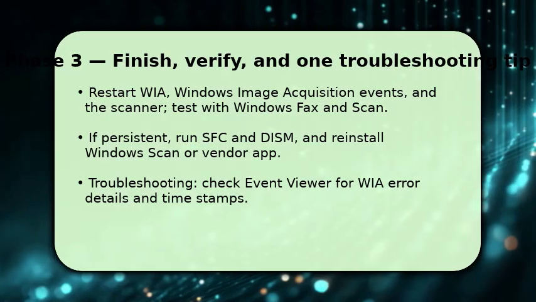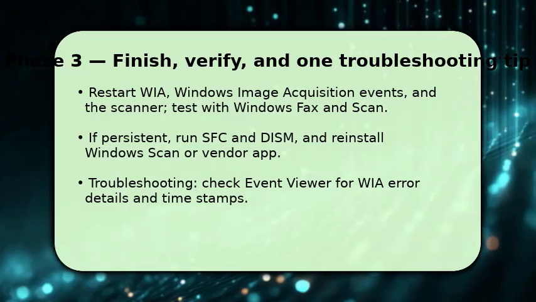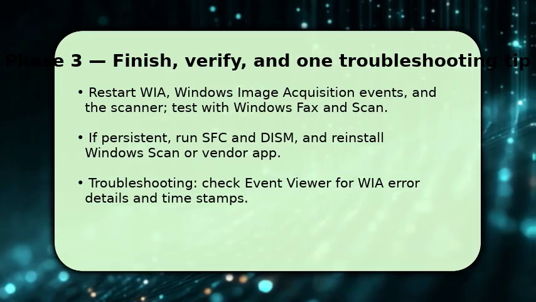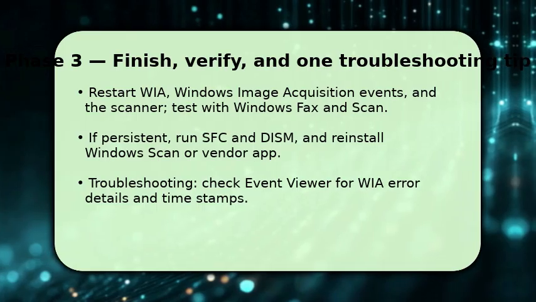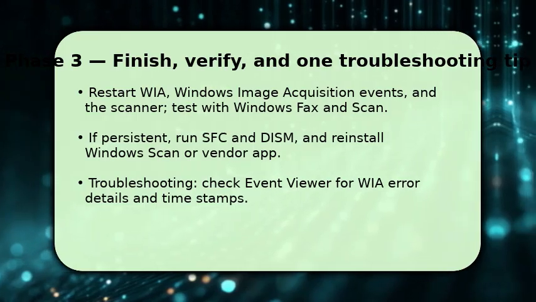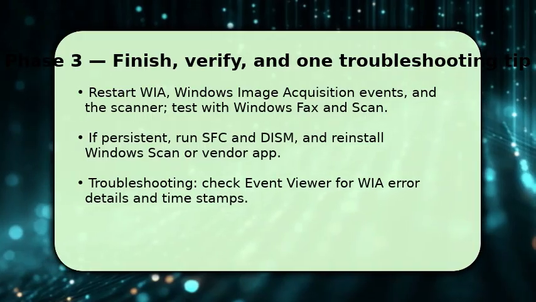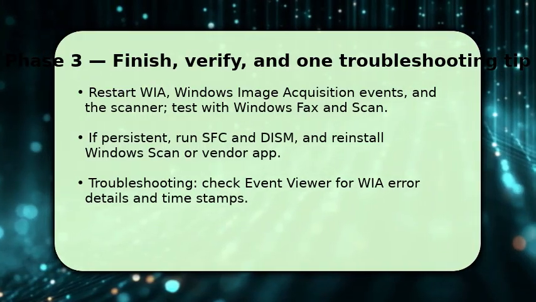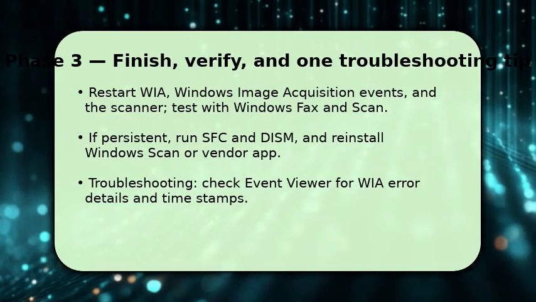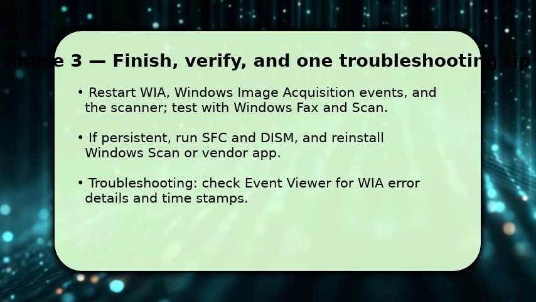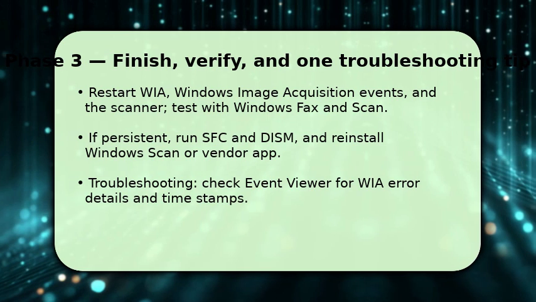Finish by restarting everything and testing a scan so you confirm the fix. Restart the WIA service, reboot the scanner, then run Windows Fax and Scan or the vendor app to verify operation. This confirms end-to-end communication. If problems persist, run System File Checker, SFC, and DISM to repair corrupt system components, and reinstall the Windows Scan app or the vendor software to restore missing binaries.